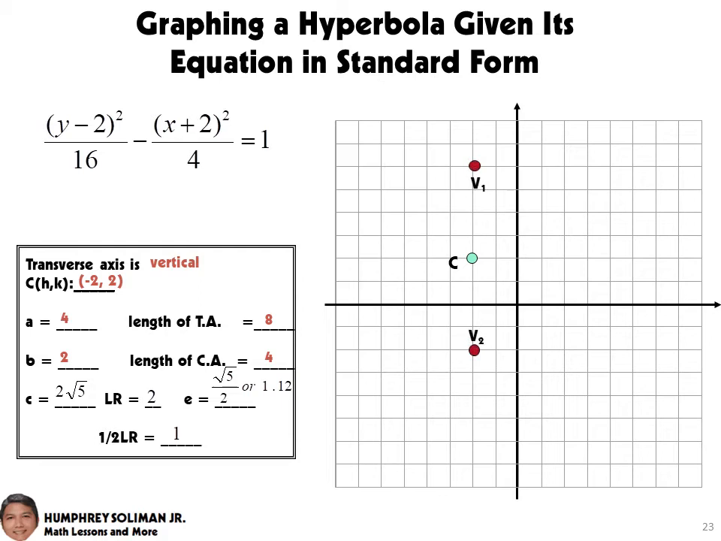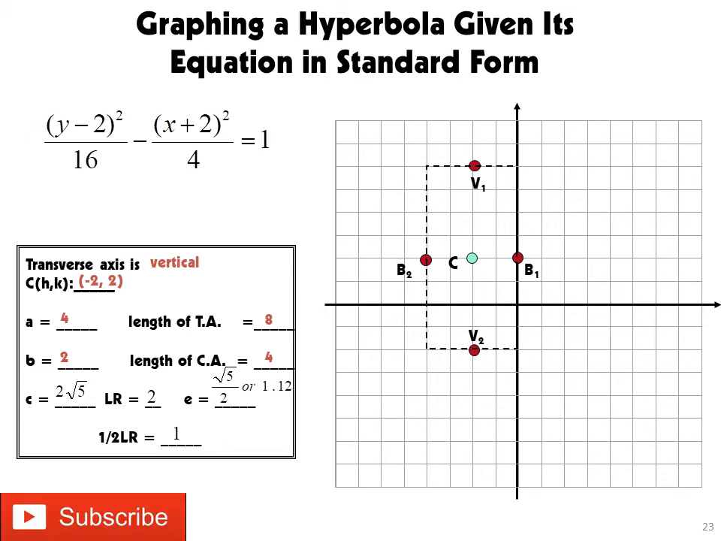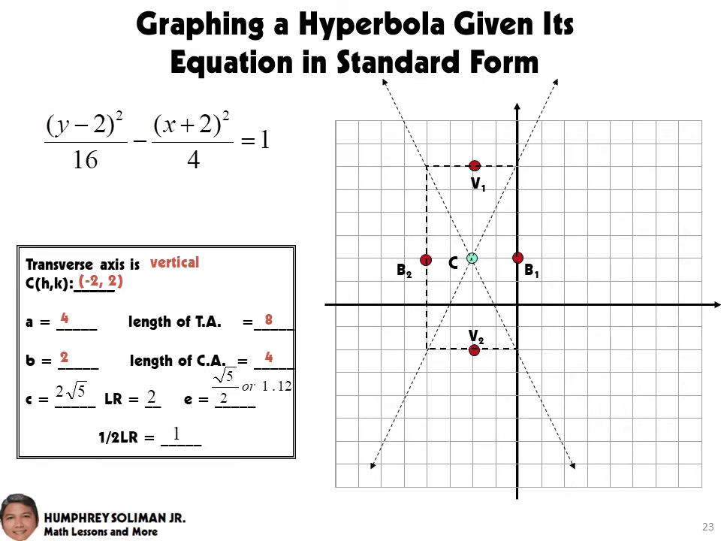Plot the center -2, 2. From the center, plot the vertices vertically at 4 units away, this is the length of A. Next, from the center, plot the extremities of the conjugate axis horizontally at 2 units away, this is the length of B. Next, draw the auxiliary rectangle with the vertices and extremities of the conjugate axis as midpoints.